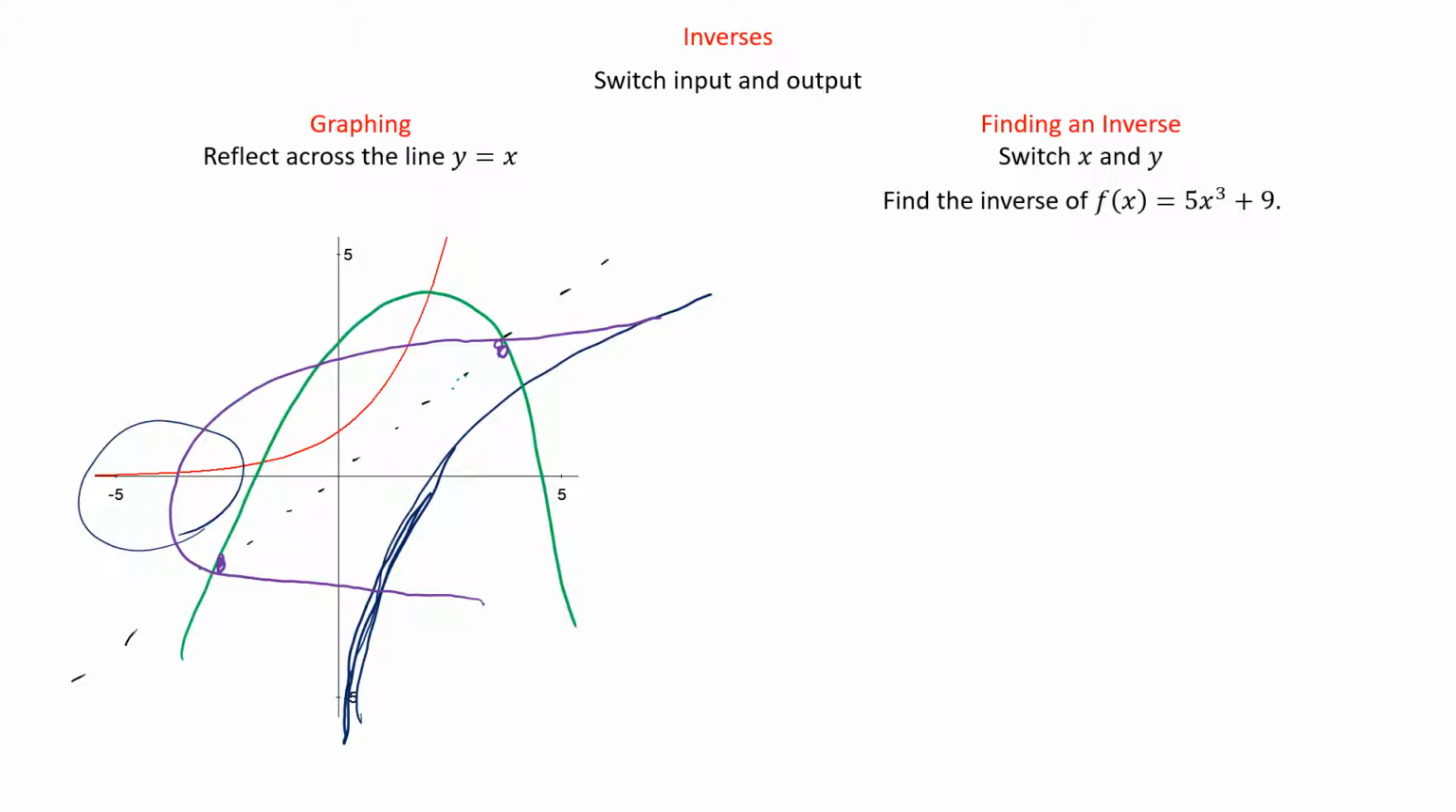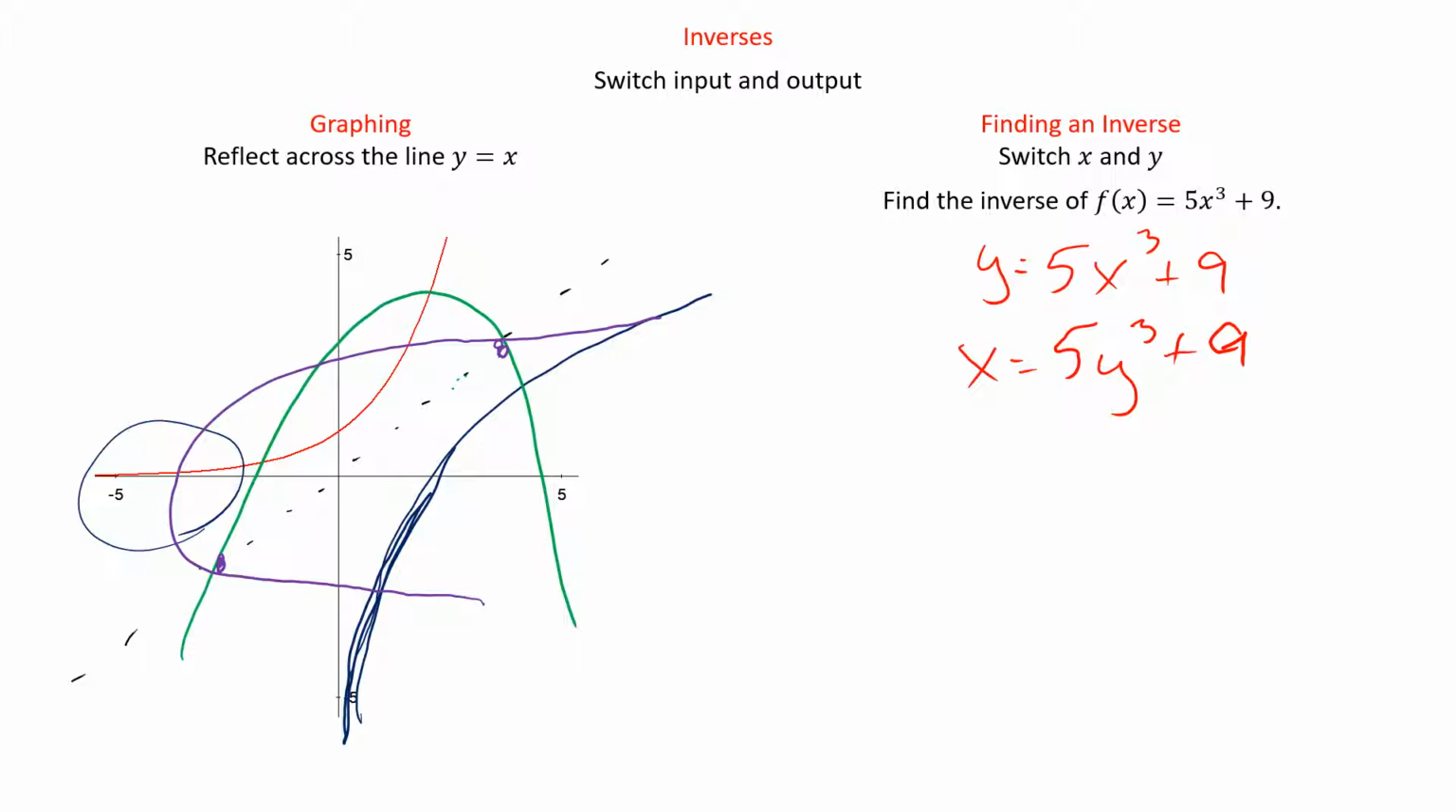The first step, we're going to have y equals 5x cubed plus 9. Our very first step is we're going to switch x and y. X equals 5y cubed plus 9. And so in this case, it makes sense to do that because x and y don't have meaning.